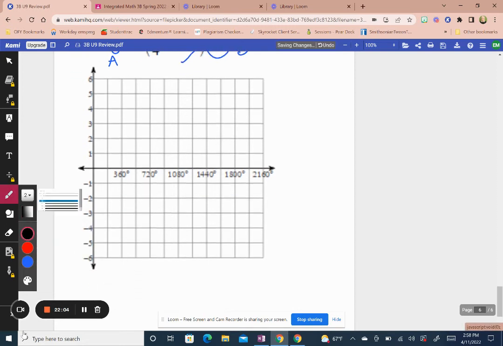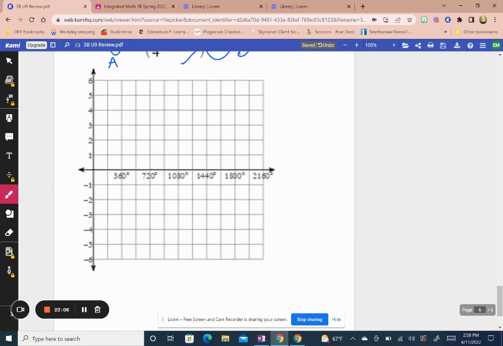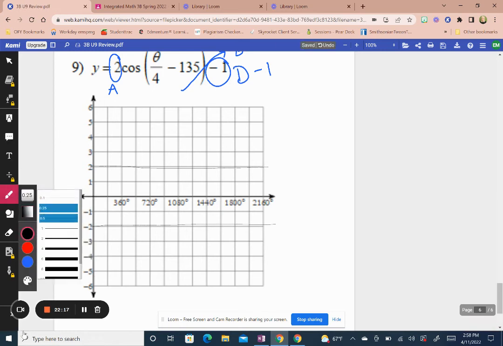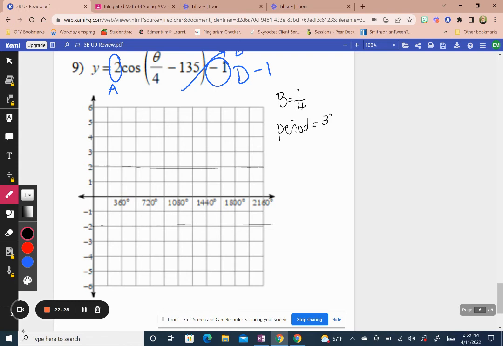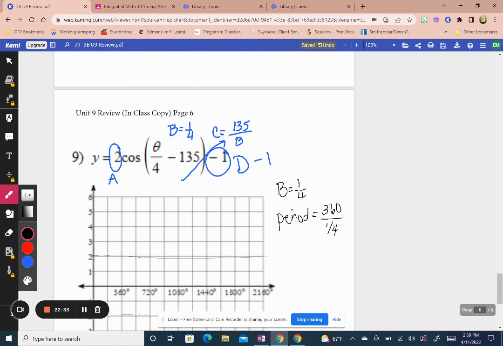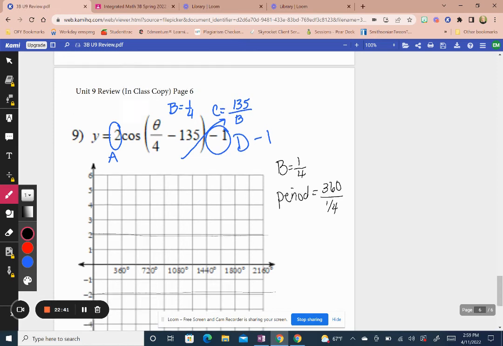Okay, so we're going to start off with our original amplitude. So we have 2, and we have -2. Our B is 1/4. So the period is equal to 360 divided by 1/4. It's also equivalent to 360 times 4. So 360 divided by 0.25, or 1/4, is 1440.